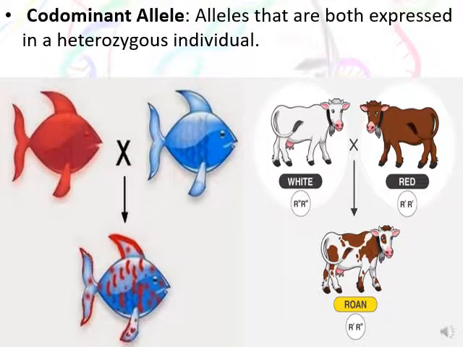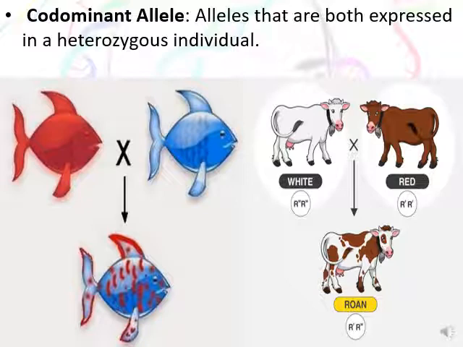Let's move to this case, codominance. Codominant allele. What is the codominant allele? The codominant alleles are alleles that both of them are expressed. I tell you that is the case of co-expression in a heterozygous individual.